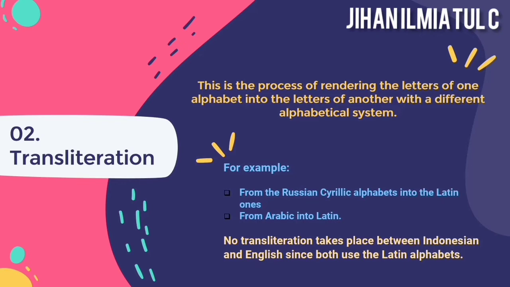Second, transliteration. This is the process of rendering the letters of one alphabet into the letters of another with a different alphabetical system. For example, from the Russian Cyrillic alphabet into the Latin one, from the Arabic into Latin. No transliteration takes place between Indonesian and English since both use the Latin alphabet.